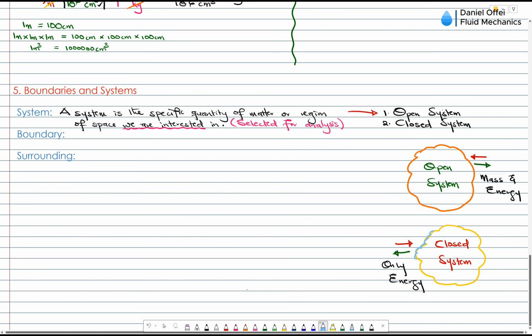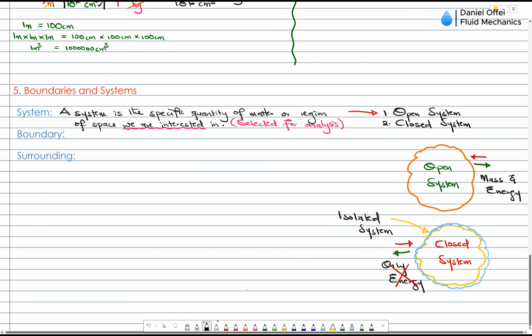Then we have a special type of closed system called the isolated system. So the isolated system does not allow heat or energy to enter the system. So this system has high insulation so that even energy cannot cross the boundary of the system.